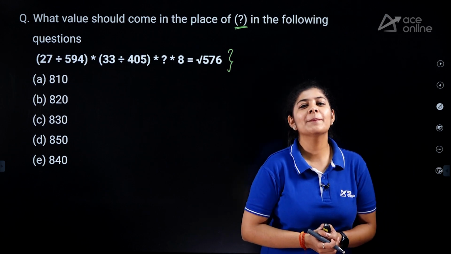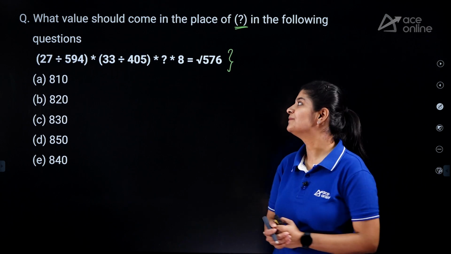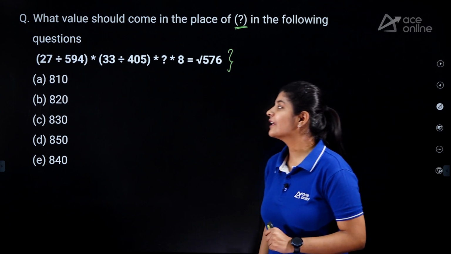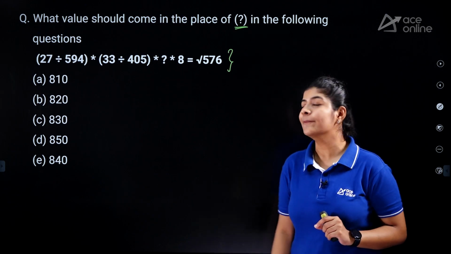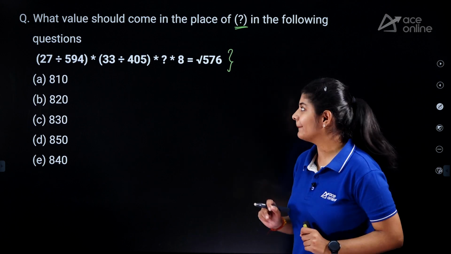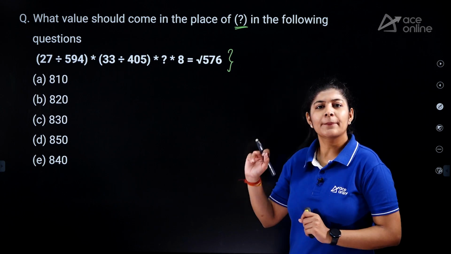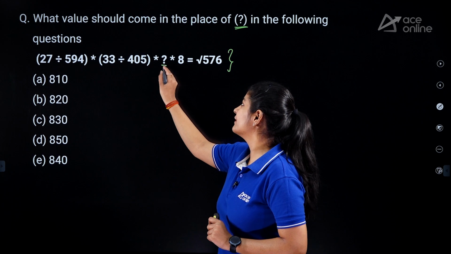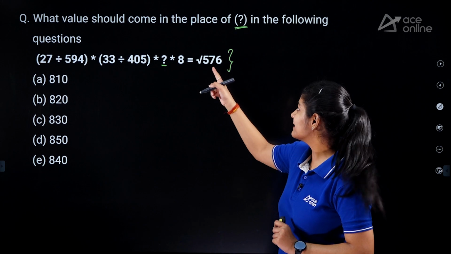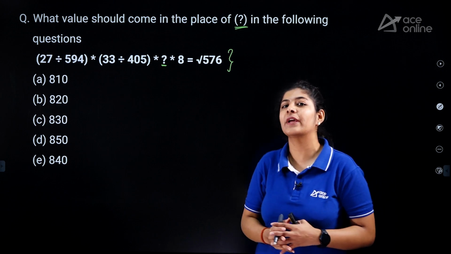I hope you are all solving this question, and we are going to solve it together as well. Let's start. The question says: 27 divided by 594, and this whole value multiplied by 33 divided by 405, multiplied by the question mark value that we have to determine, multiplied by 8, equals the square root of 576. This is the expression that we have.